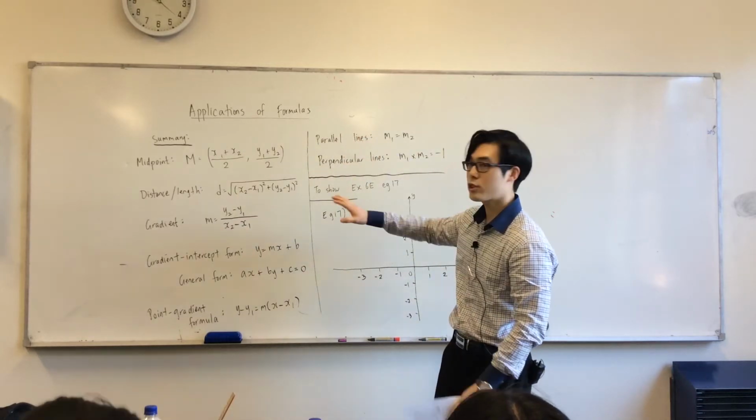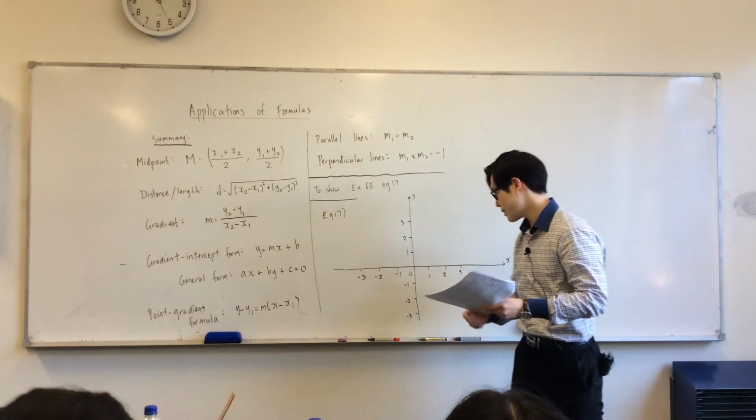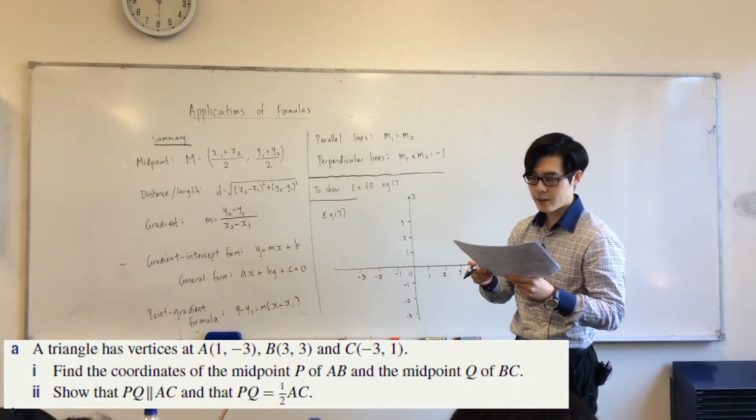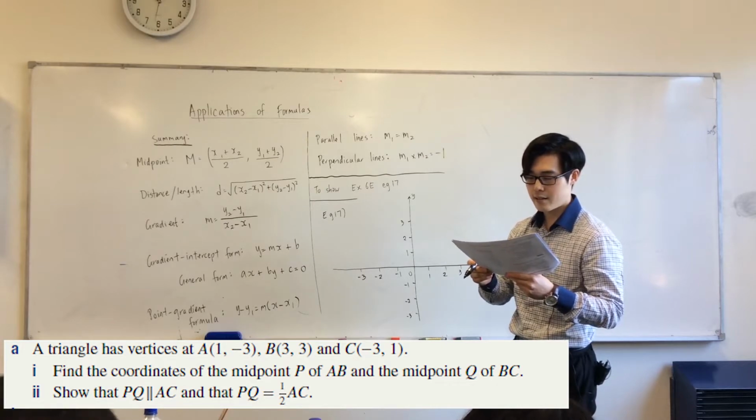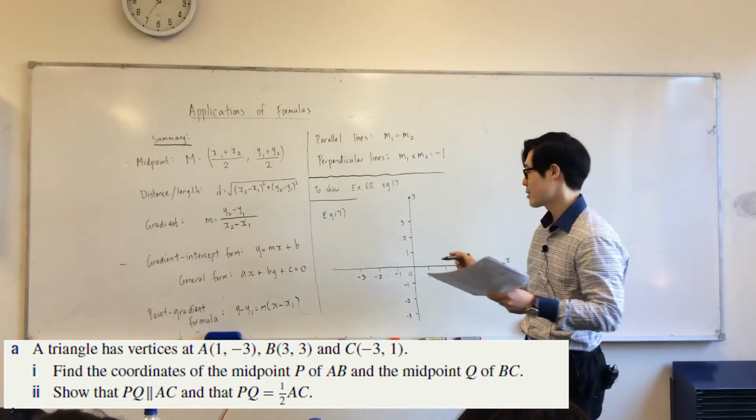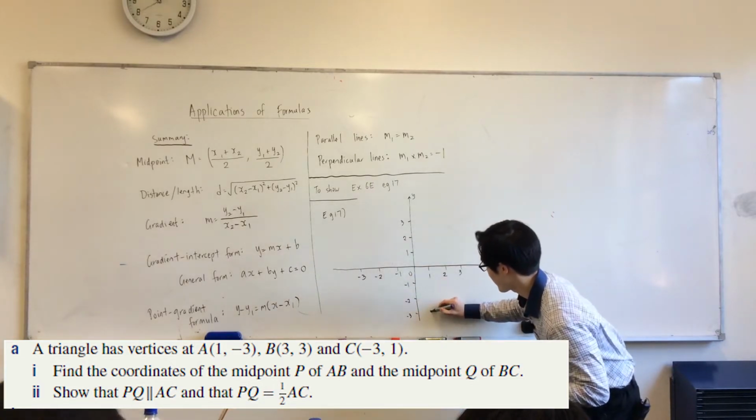Okay, so we're going to try and apply all of this in a few different problems today. Let's have a look at example 17. A triangle has vertices at A, B, and C. Mark those coordinates. So what I'm going to do is mark those coordinates on this number plane. So A is 1 and minus 3, so let's label A there.